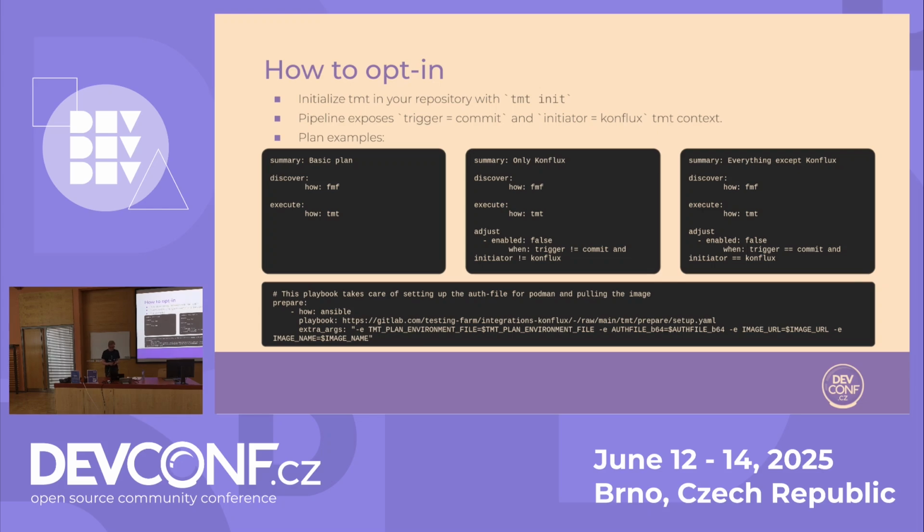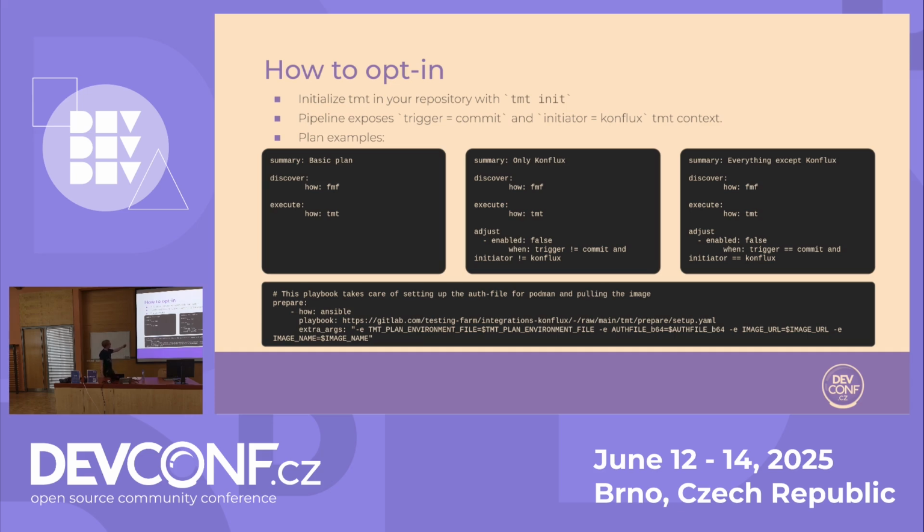If you would like to test your containers inside Konflux CI, you will need several things. First, you need to initialize TMT in your repository with the tmt init command. Then you will need to know that the pipeline exposes the trigger commit and the initiator Konflux TMT context, which can be used to filter plans you want to run or don't want to run in Konflux.